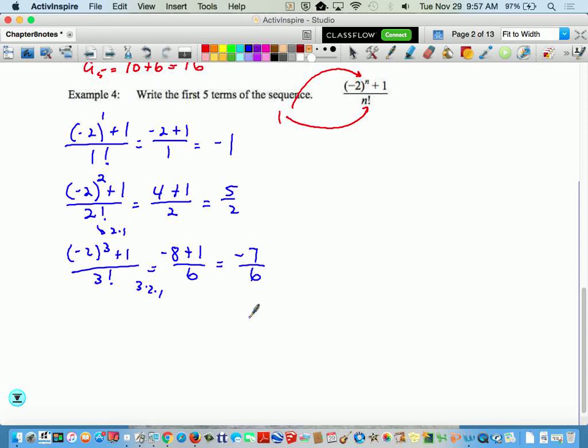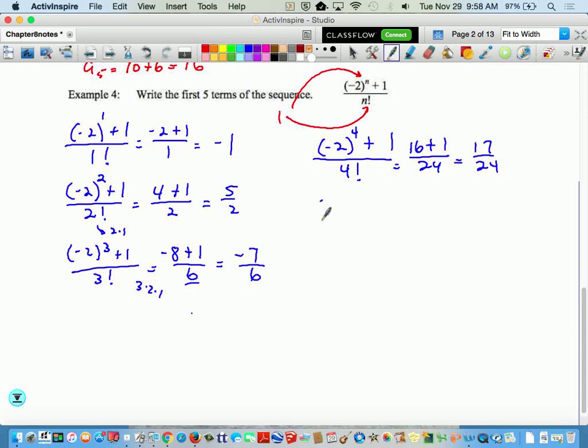We have 2 more terms to go. So the next term would be our negative 2 to the 4th power plus 1 over 4 factorial. And so negative 2 to the 4th is 16, positive again, plus 1 all over 4 times 3 times 2 times 1. Now, as you do the factorials, all you really have to do is go back to your last denominator and multiply it by the next integer. So the last one was 321, this is now 4321, so just take 6 times 4, which is 24, and you're going to get 17 over 24.